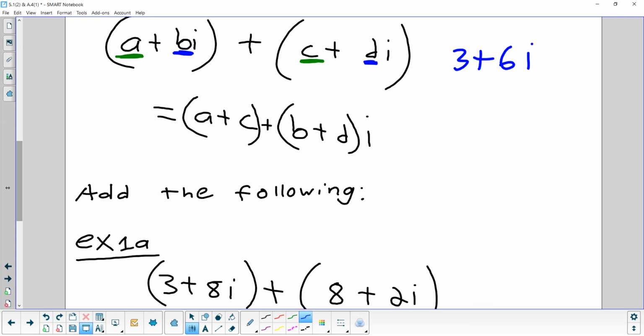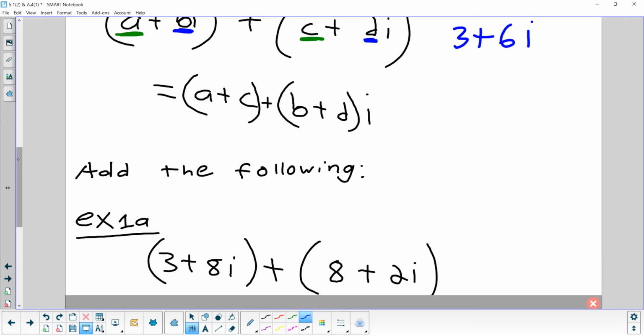So let's look at this one. So this one says 3 plus 8i, or I'm sorry, yeah, 3 plus 8i plus 8 plus 2i. And we're going to add those together. Now I may not write in the directions add. All I have to do is just put the symbol plus between them, and you need to know that that means to add.